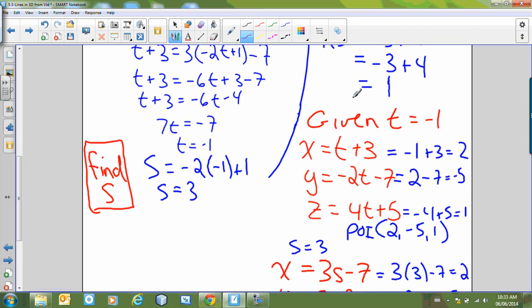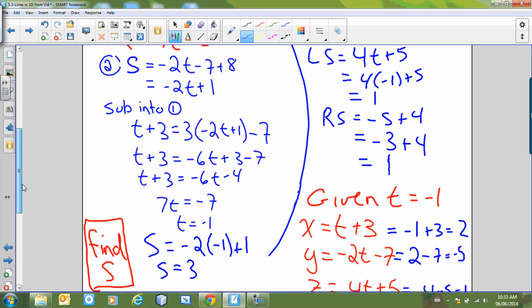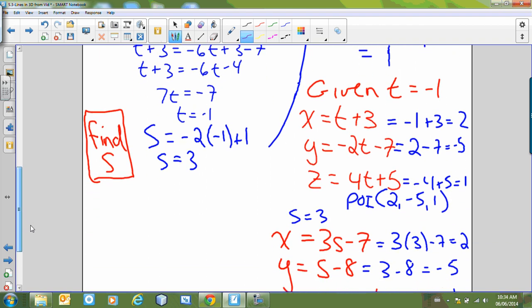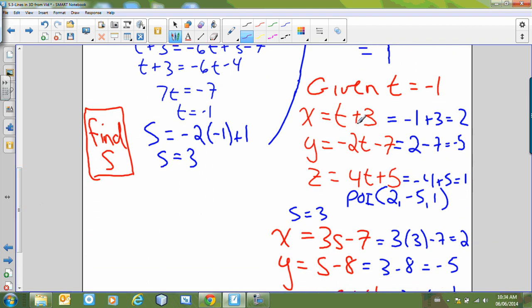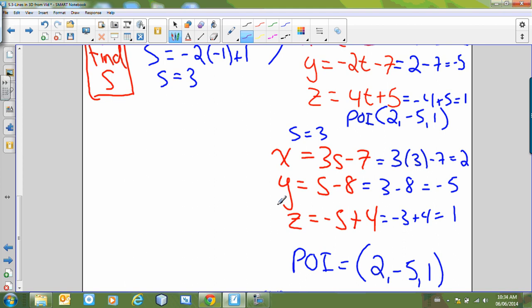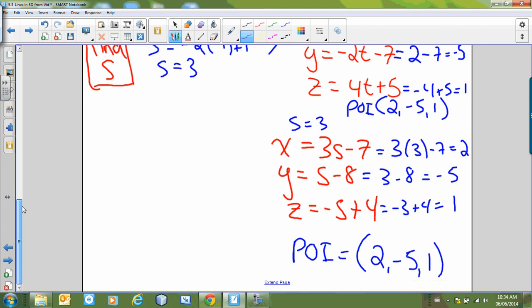Oh, sorry, yes. So we got 1 and 1, which means that the t value and the s value I calculated are correct. And so now I can go through the last step, which is actually figuring out what the point is. I'll plug the -1 in for t, and I get the point. X value is 2, y value -5, z value 1. Just in case, I can check it in the other one. When I plug the 3 in for s, I get a 2, a -5, and a 1 again. And so that is my point of intersection.